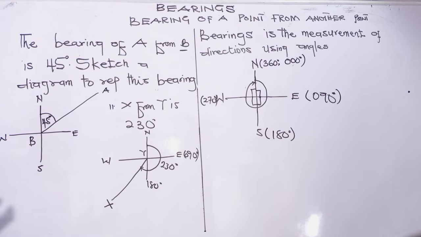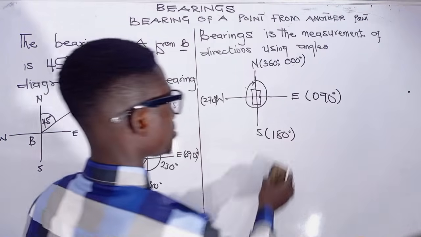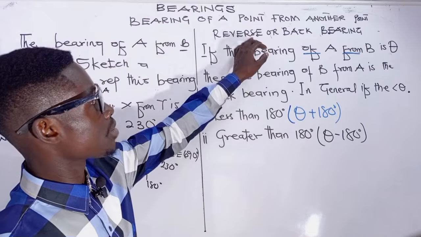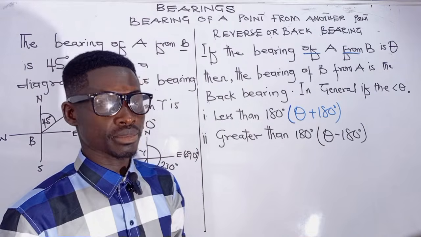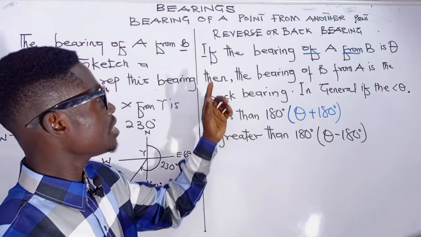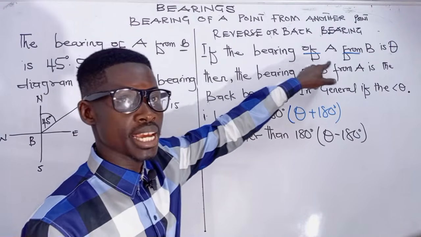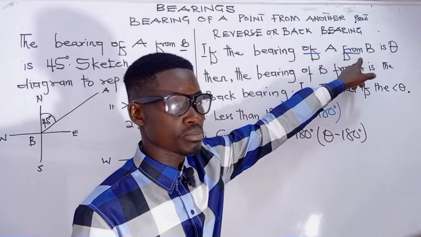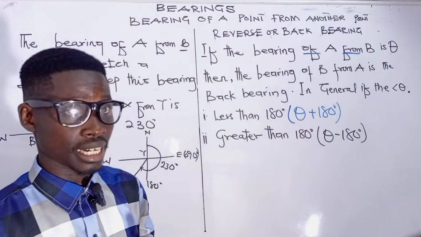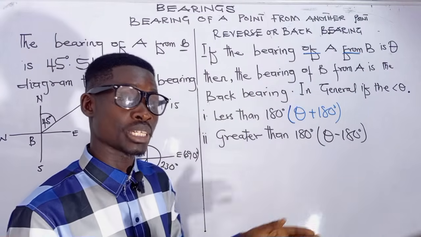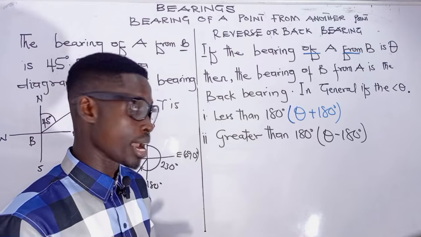So this is how we sketch the diagram of a simple bearing. Now let's look at the reverse or back bearing. So we are looking at reverse or back bearing. What we are saying is that if the bearing of A from B, the keywords are "of" and then "from" B, is angle theta, then the bearing of B from A is called the back bearing or the reverse bearing.